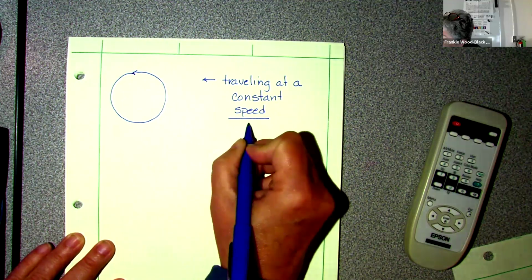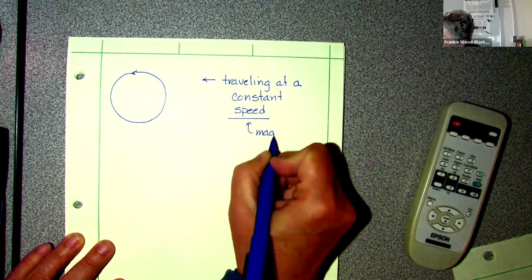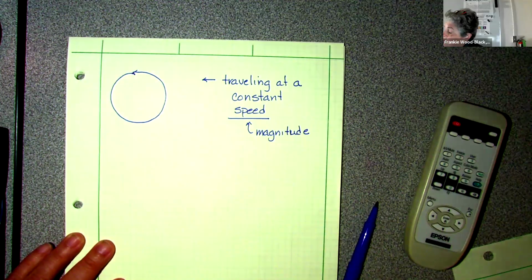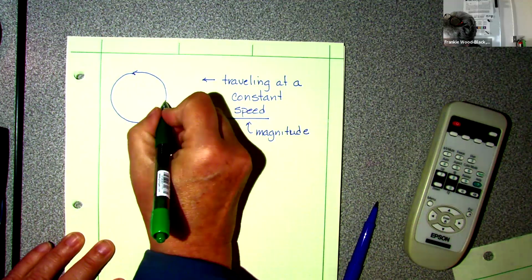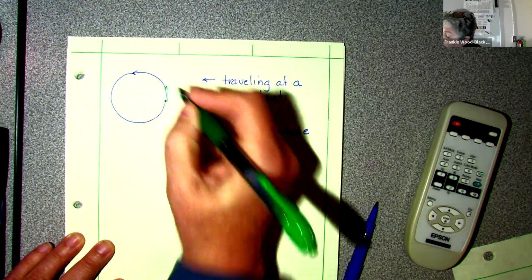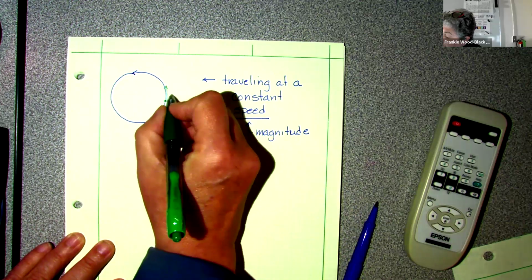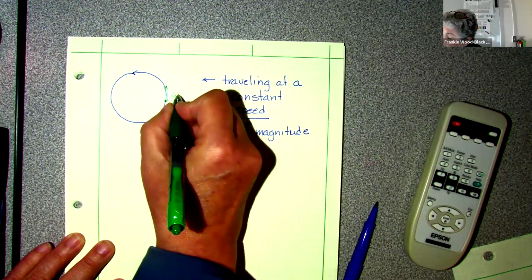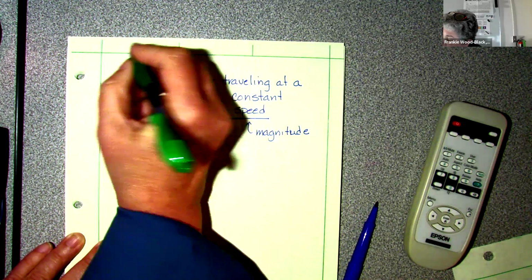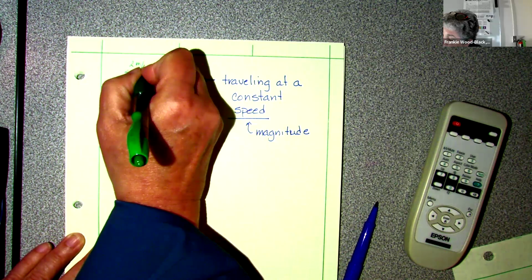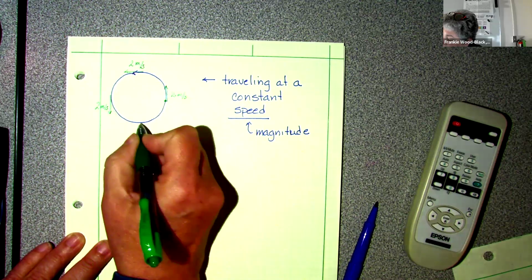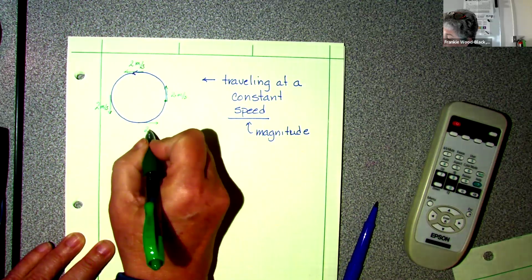Now remember, speed is a magnitude. My speed is a magnitude. So anywhere on this circle, if I'm here, I'm going to have a velocity vector that's headed in that direction, but it has a magnitude, and we'll give it a magnitude of 2. I'm right here, I'm heading in this direction, it's going to have a magnitude of 2. And I'm over here and I'm headed in this direction, it still has a magnitude of 2. And I'm over here and it has a magnitude of 2.